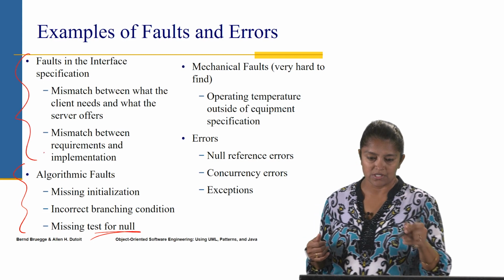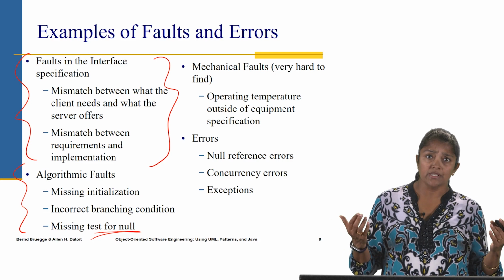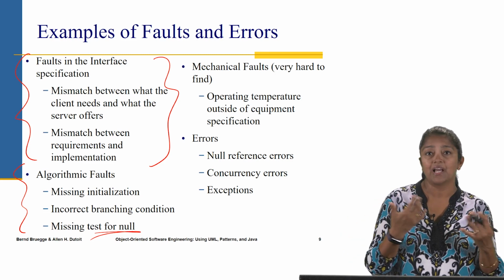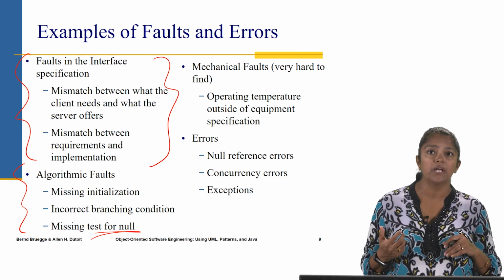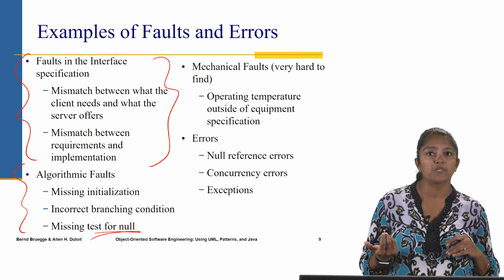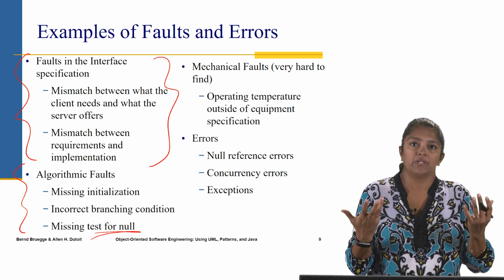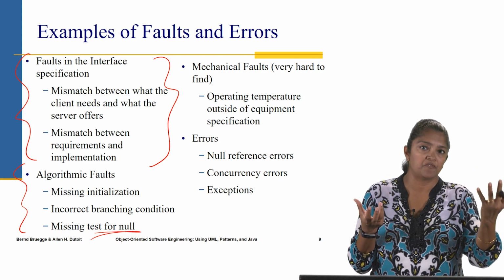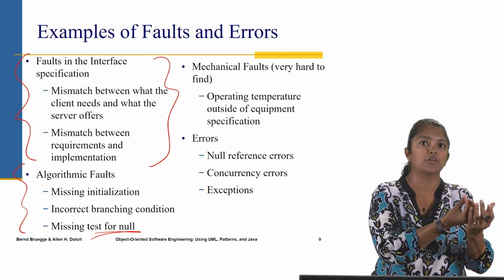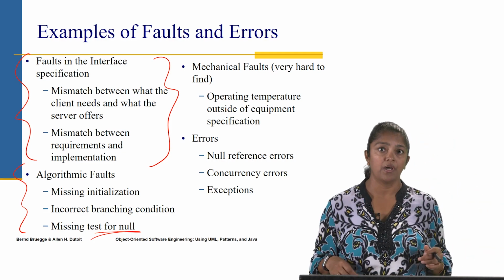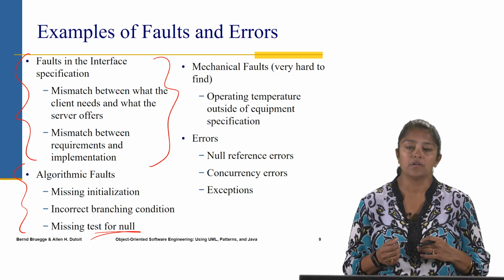The other kind of faults that we see are interface specification faults. This is when there are multiple systems or multiple classes or multiple interfaces interacting and communicating with each other, and there could be a mismatch between what a client needs and what the server is offering. So basically, say one class is trying to access some data or information from another class, and the way in which this first class is trying to communicate with that second class may be off. So that's an interface specification fault.